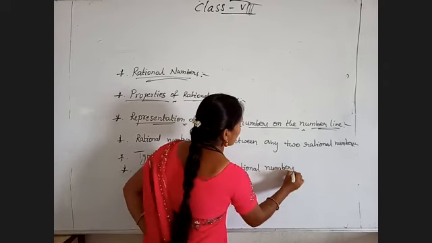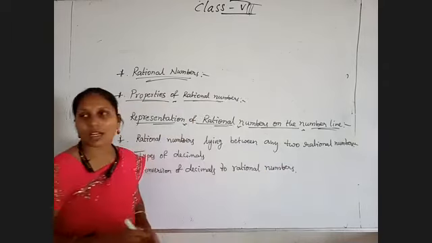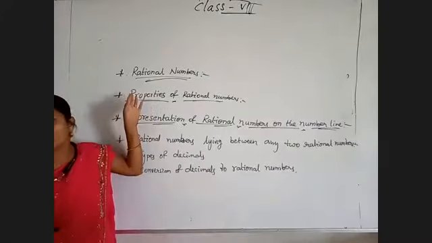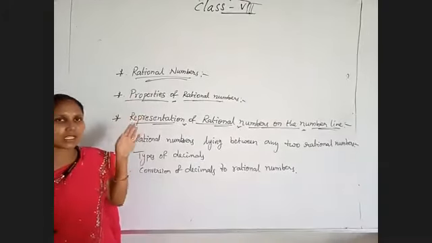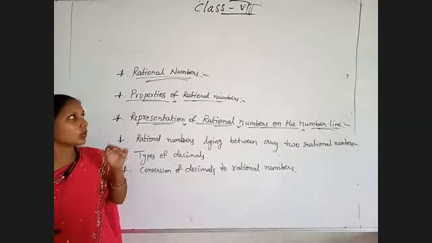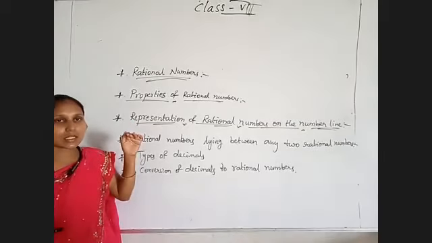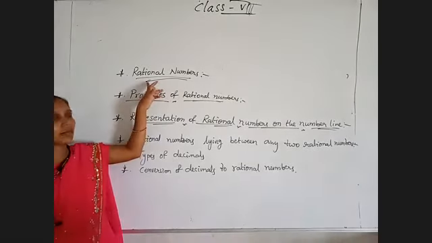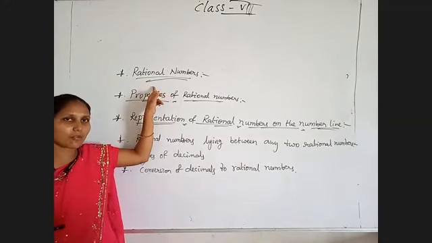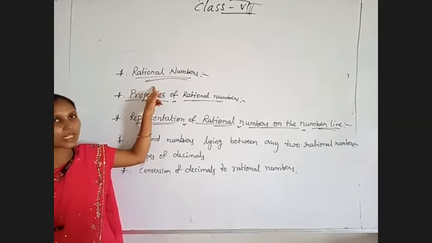Once again I am recalling whatever we have studied. So observe this. First topic, rational number. What is the rational number definition? Whenever a number is represented in the form of p by q, and p and q are integers, q not equal to 0, such numbers are said to be rational numbers. Those which we can't express in the form of p by q are said to be irrational numbers.